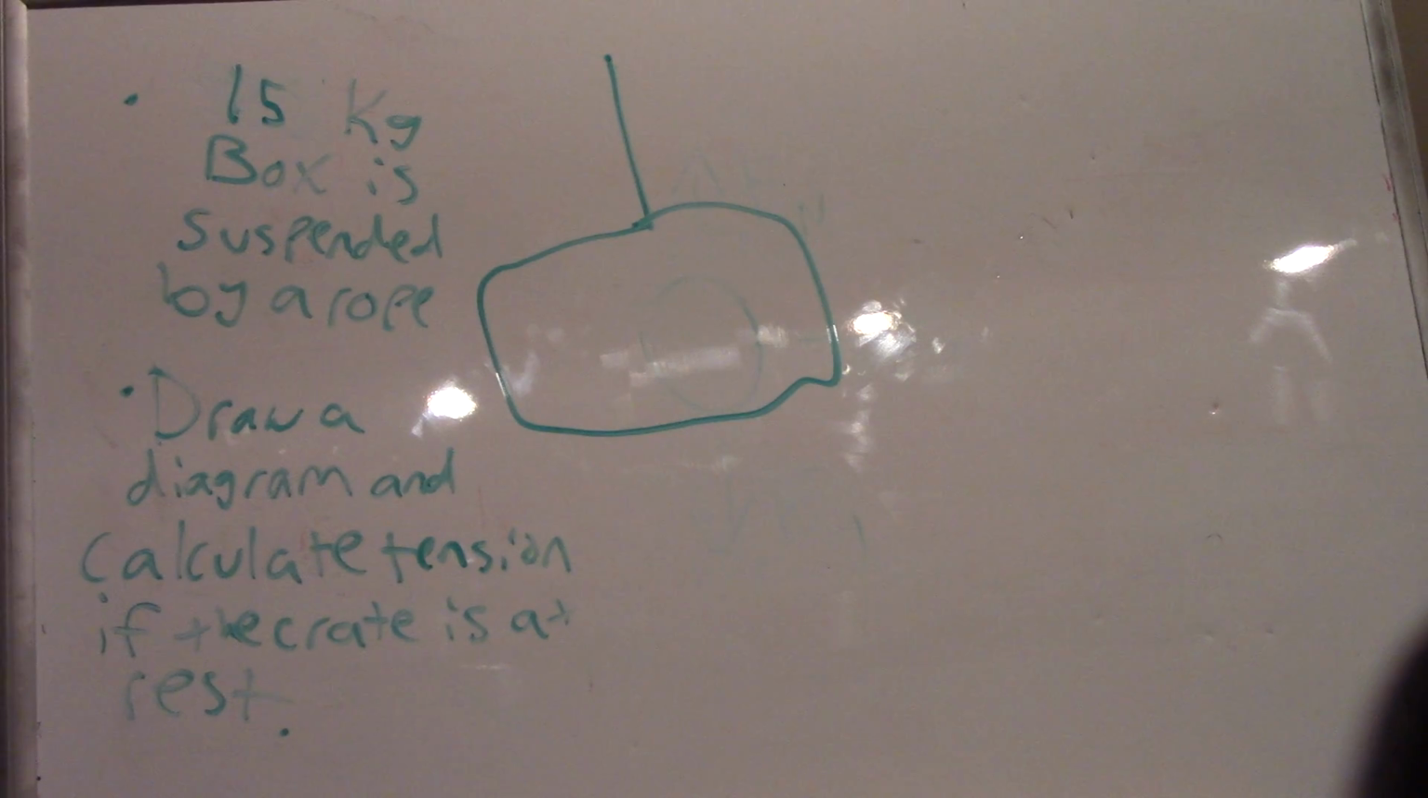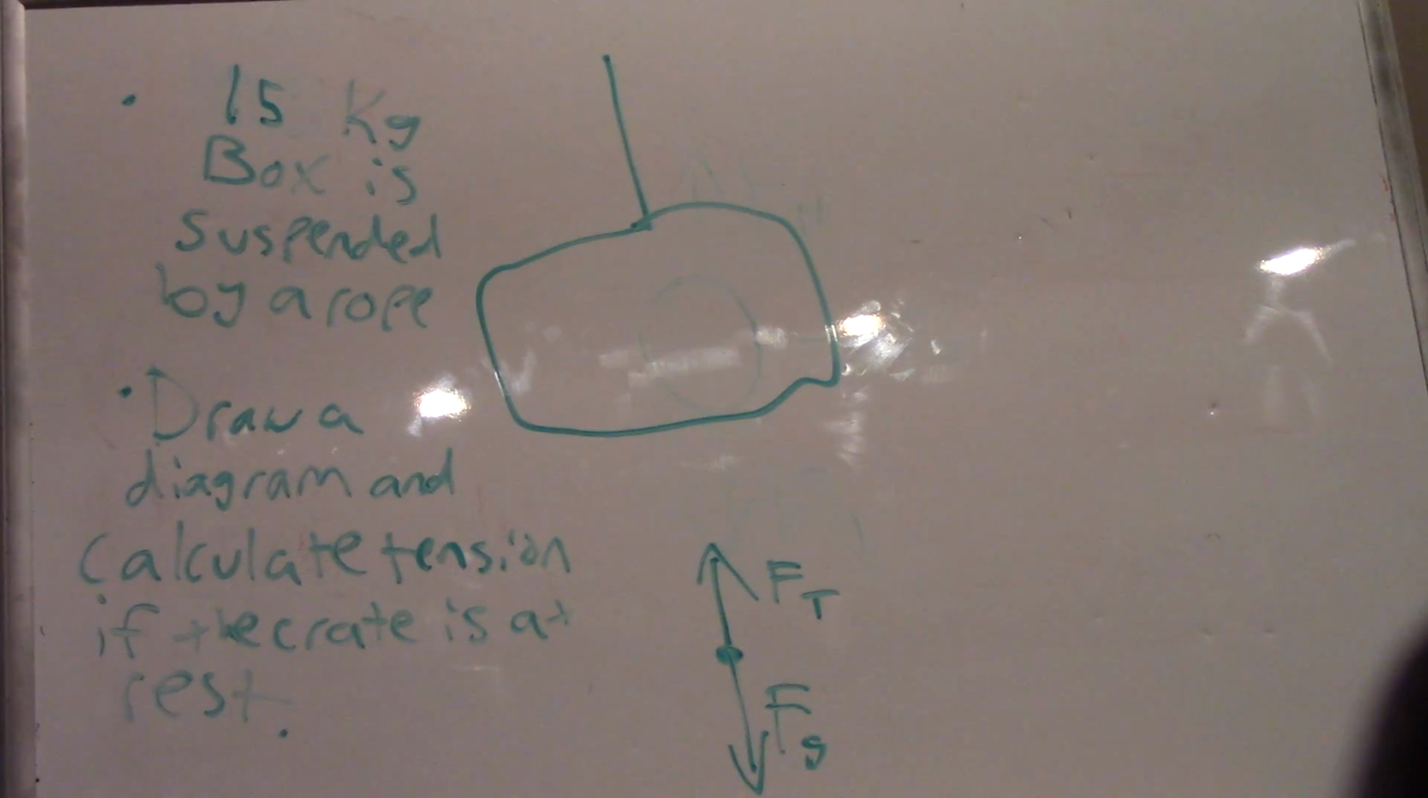Let's take a look at an example. A 15 kilogram box is suspended by a rope. Draw a diagram and calculate the tension in the rope if the crate is at rest, hanging from the rope. In order to solve this problem, we need to use net forces. Since the box is hanging by the rope, there are only two forces acting on the box: the force of gravity and the force of tension.